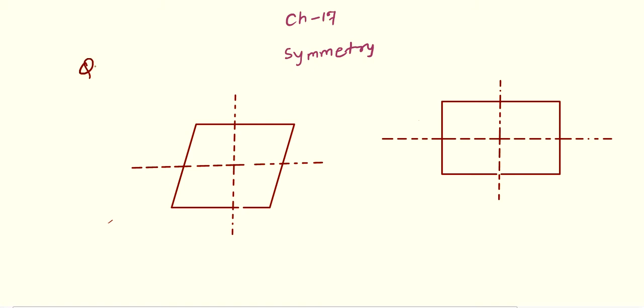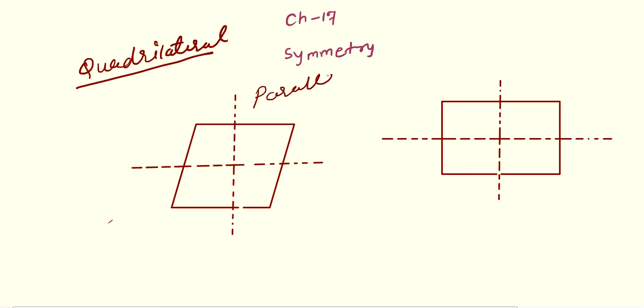So maybe you will have a term like quadrilateral, right? No line of symmetry in one quadrilateral. So rhombus, sorry, parallelogram. Parallelogram is a quadrilateral in which you are having zero line of symmetry. Then two lines of symmetry. In rectangle, we are having two lines of symmetry. Okay.